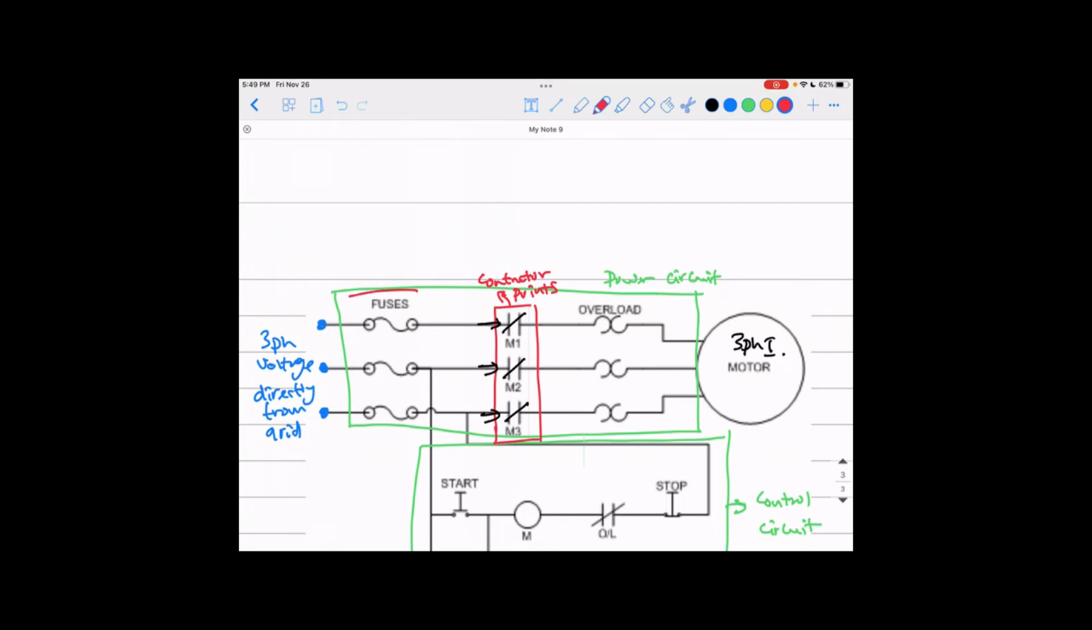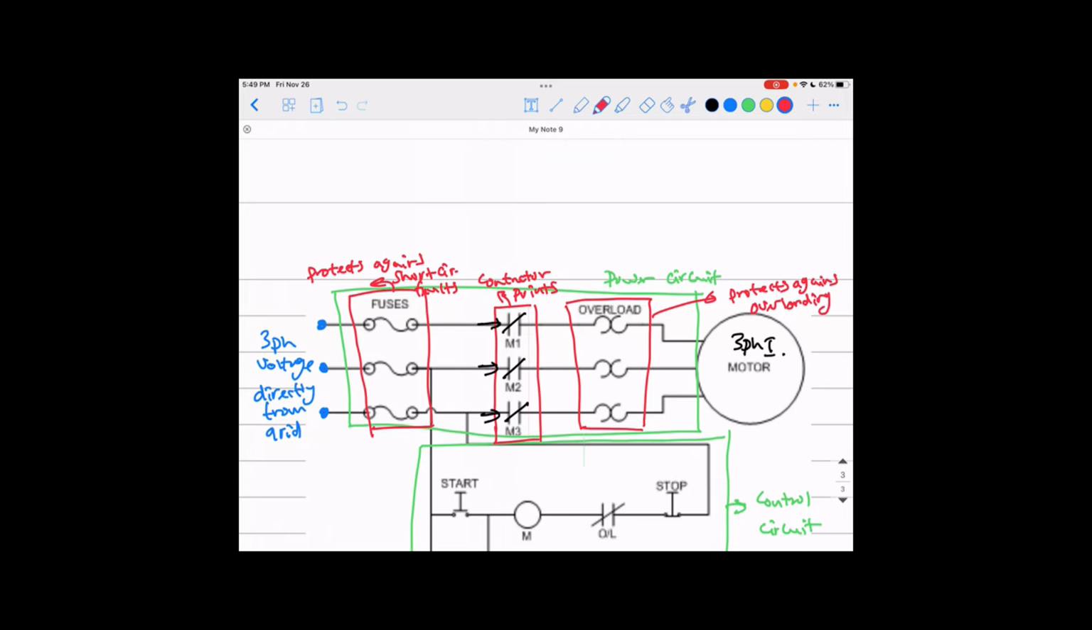First, guys, here are the fuses, just right in here, and the fuses protect against short circuit faults, okay? So you use this as a protection against short circuits. Any short circuit here, this fuse will blow and it will disconnect the current from going to the motor, okay? The other one here is what we call an overload, and this protects against overloading, okay?